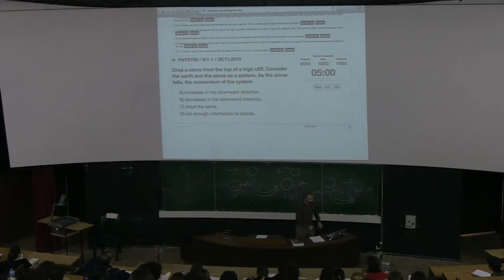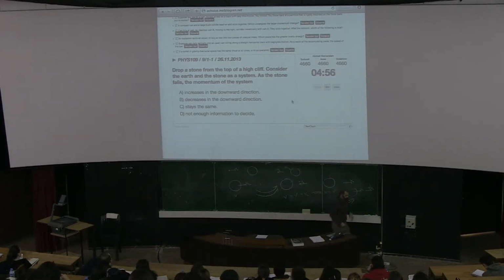Let's just do some questions. So I'm just standing at the side of a cliff, and I just drop some mass down the cliff. So what is the change in the momentum of the earth and the cliff?